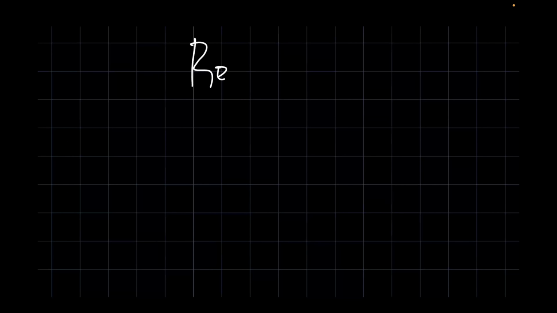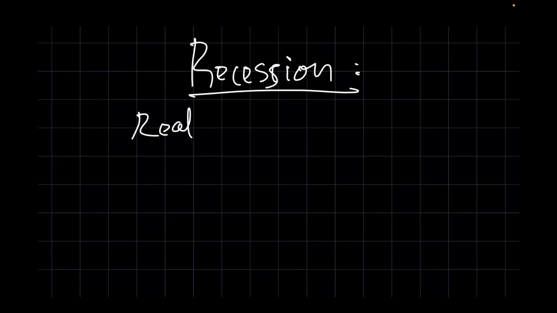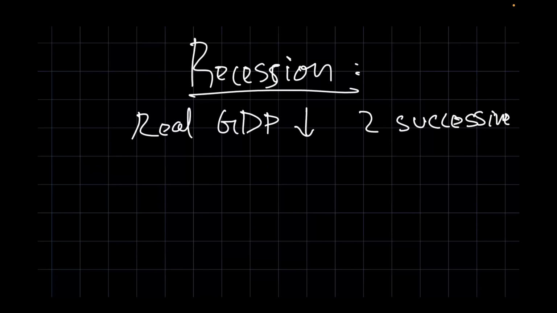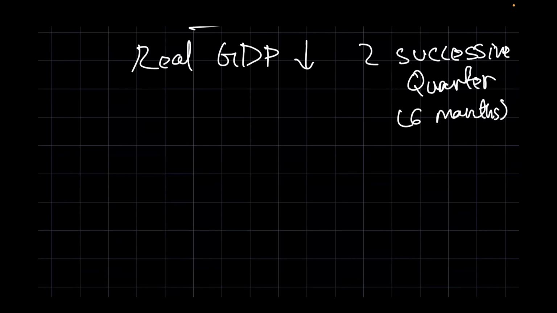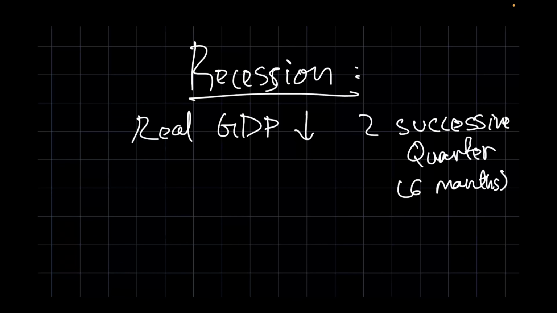We're going to be looking at a recession and understanding what a recession means. So a recession is defined as a situation where the real GDP of a country is decreasing for 2 successive quarters. Now what does 2 successive quarters mean? A quarter is essentially 3 months. So 2 successive quarters basically means half a year or 6 months. So for 6 months, if the real GDP or the real output of an economy is decreasing, that means the economy is experiencing a recession.